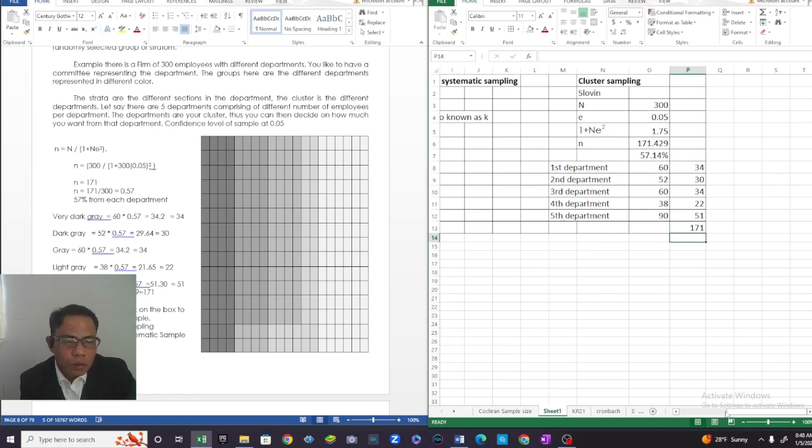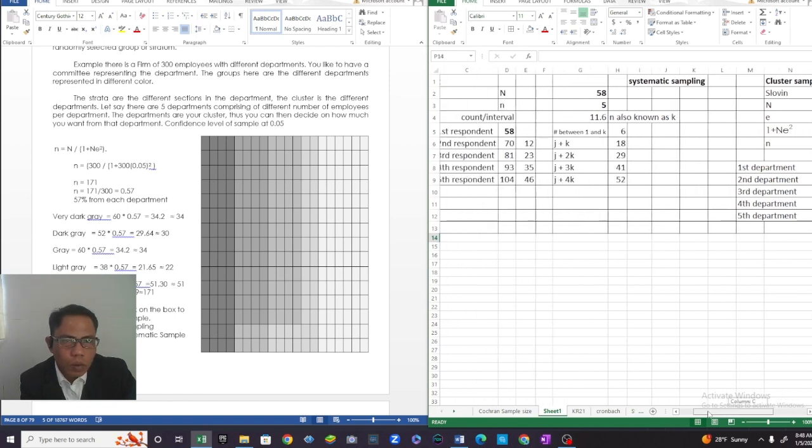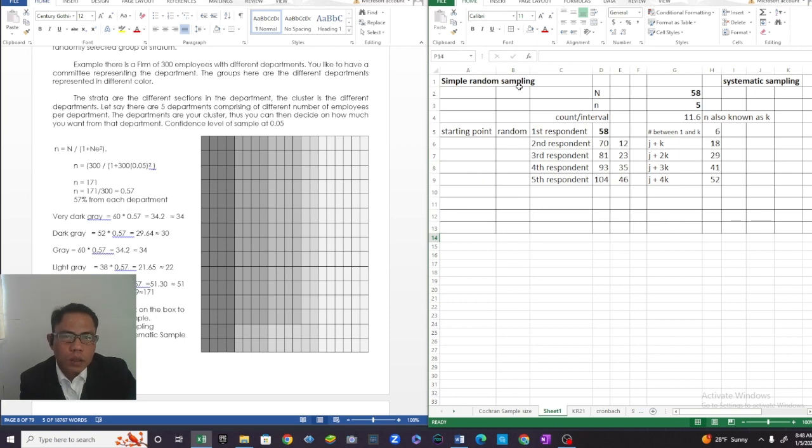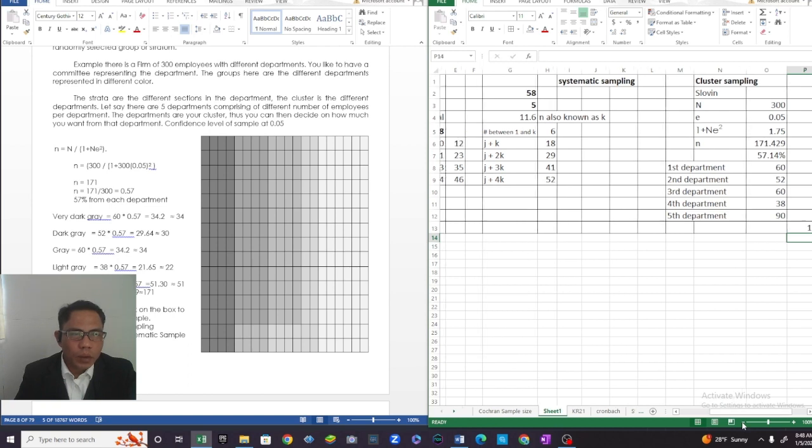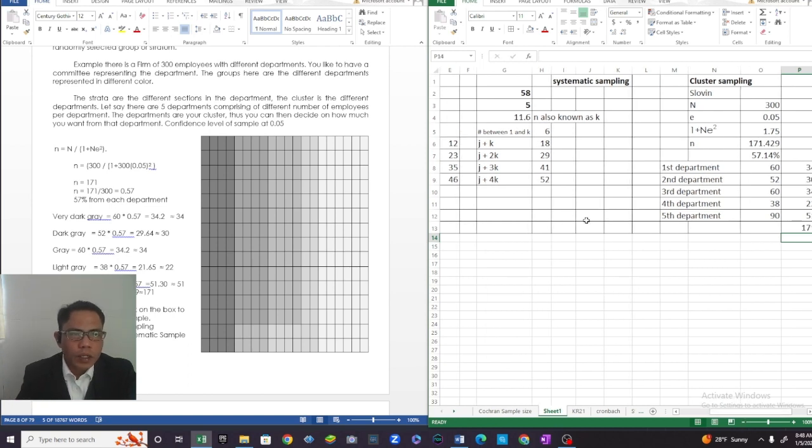So from that, we can now go to simple random sampling in selecting our respondents, or systematic sampling. Let's try to use systematic sampling so we don't go over the threshold. So we have our N is 300, our sample is n.